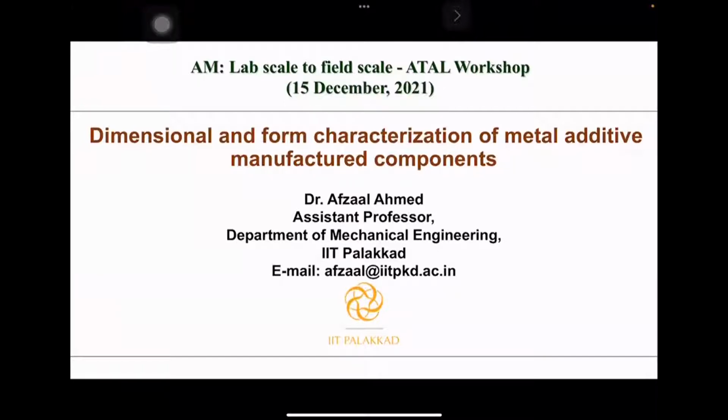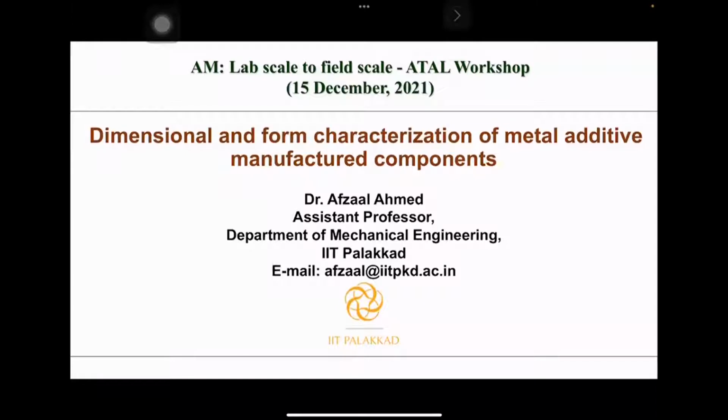Good morning, everyone. As Subbu told, I'm Dr. Afzaal Ahmed, working in the Department of Mechanical Engineering as assistant professor for the past 3.5 years. And today's talk is on dimensional and form characterization of metal additive manufactured components. I'll be taking this particular topic from the point of view of the theme of the workshop, which is additive manufacturing from lab scale to the field scale.